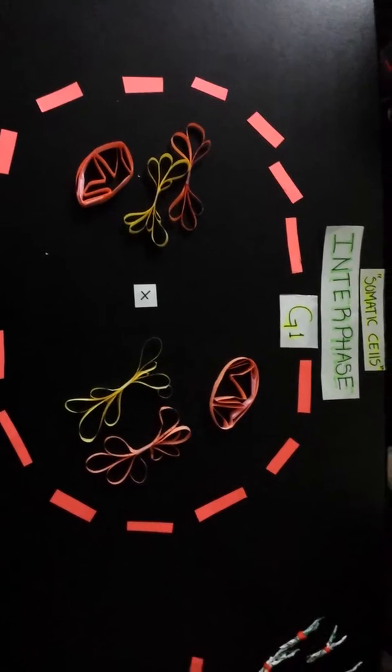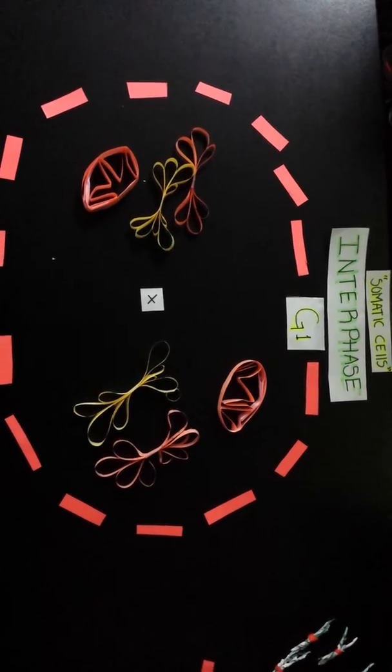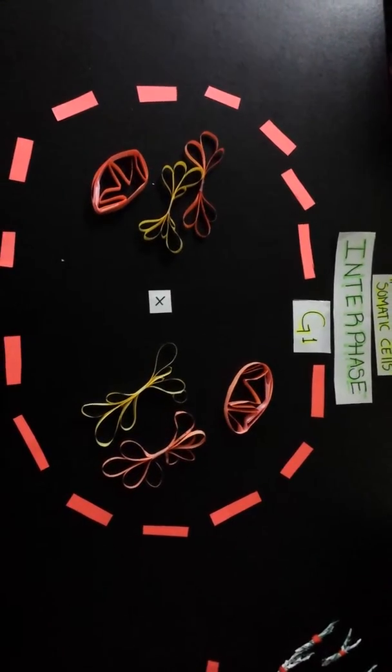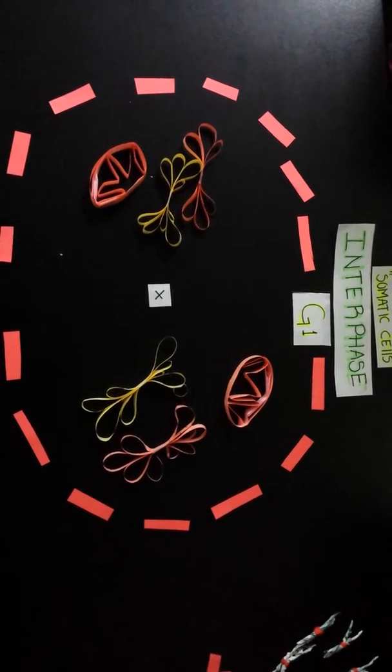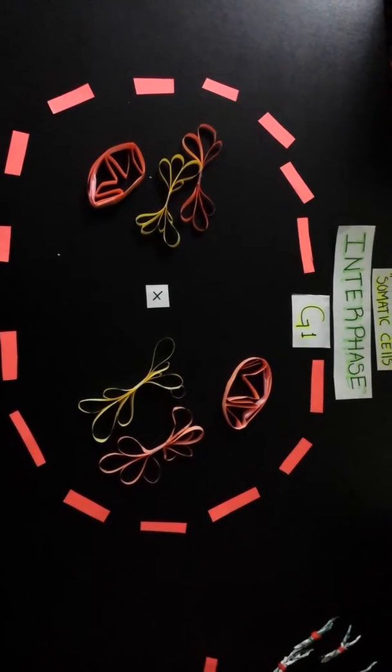During G1 stage, the cell organelles are multiplied. For instance, 2 mitochondria, 2 Golgi apparatus, 2 endoplasmic reticulum.